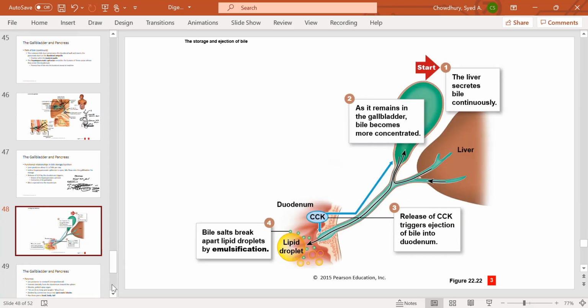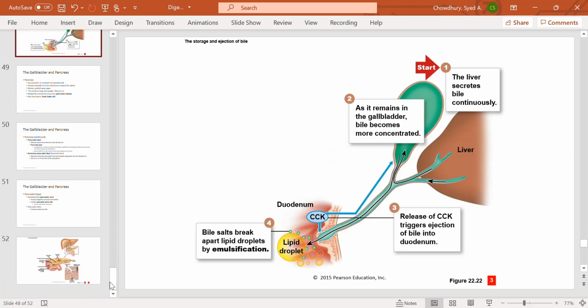Okay, so those are the things you need to know from this part of your digestive system.